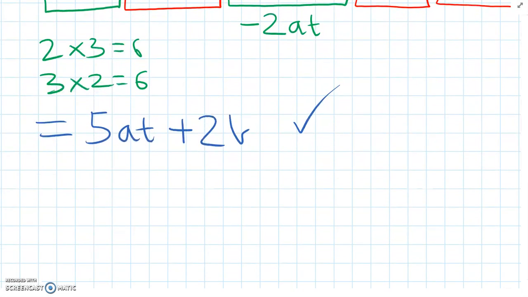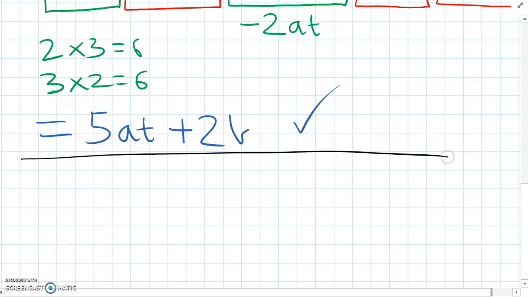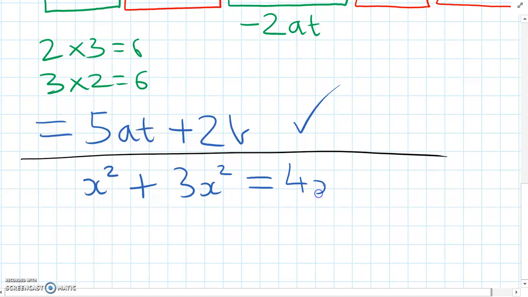The last thing to look at is if there are squares involved or powers. So if we have an expression which is x squared plus 3x squared, these are like terms because they both have an x squared in them. So we have 1x squared here. We don't actually write the 1, but we have 1, and we're adding it to 3. So we have 4x squareds in total.